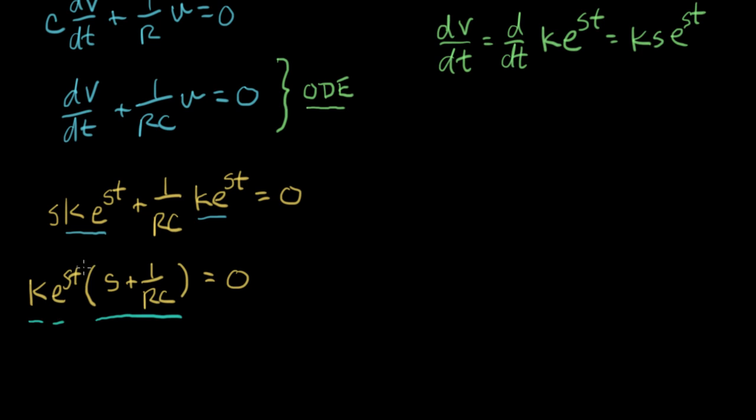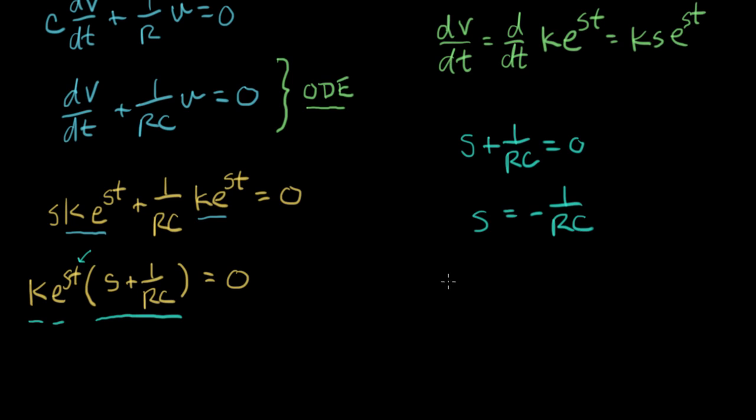Now, e to the st, we can make that go to 0, but it takes a long time because we have to let t go to infinity. S would have to be a negative number, and t would have to go to infinity, which is a long time to wait for something to happen. So that's not a very interesting solution either. So here's the interesting one. The interesting solution is s plus 1 over rc equals 0, and that says that s equals minus 1 over rc. That makes this solution true.